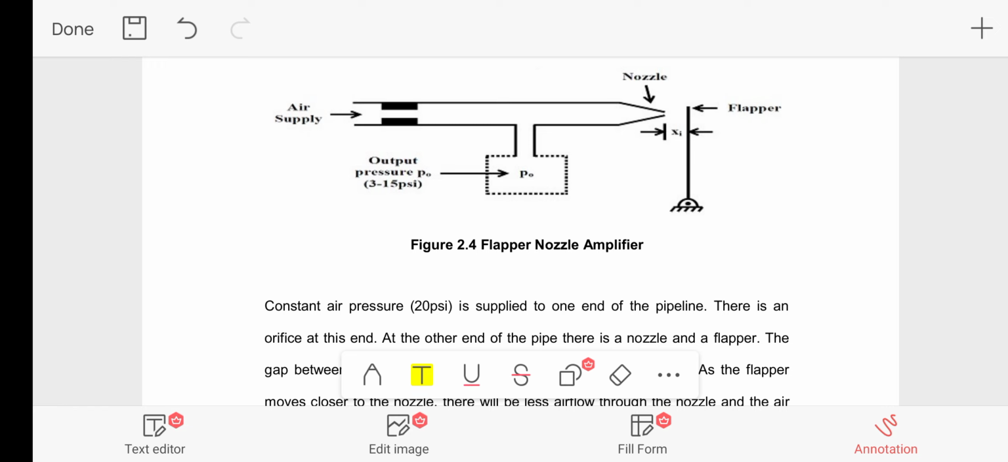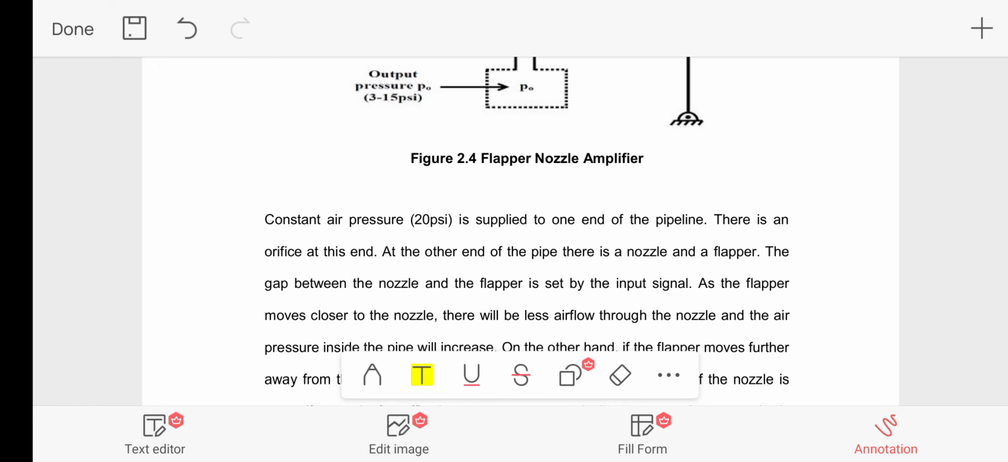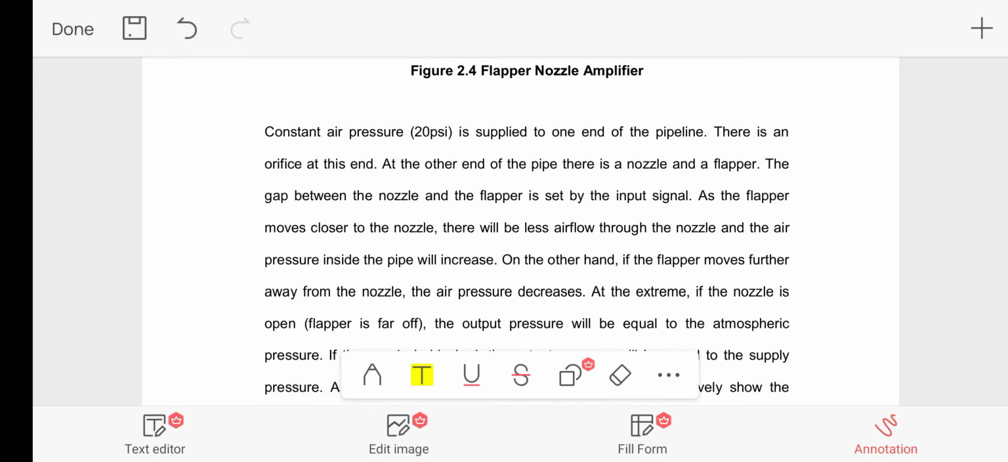Constant air pressure is applied to one end of the pipeline. There is an orifice at the end. At the other end of the pipe, there is a nozzle and flapper. The gap between the nozzle and the flapper is set by the input signal. This gap is the important thing.